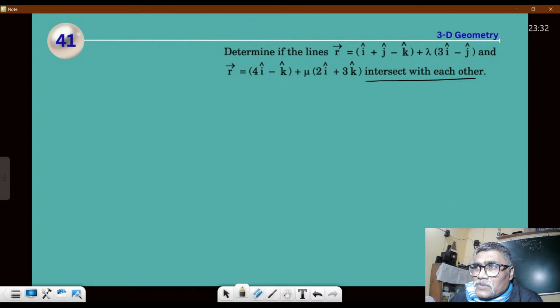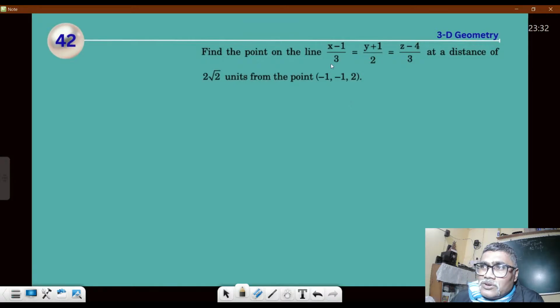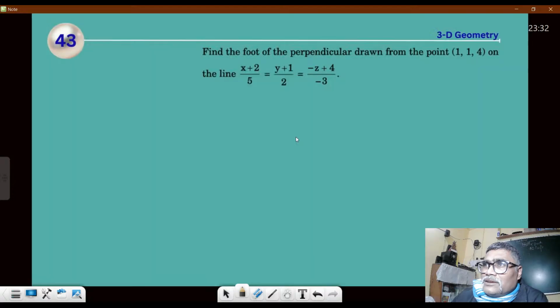Find the point on this line at a distance of 2 root 2 units from this point. See, this is a repetitive problem. Already we have done problems of this kind. So this will be a good problem for your practice once you see that particular question. This is a very important problem, again I'm saying. Find the foot of the perpendicular. Okay, again a repetition, right?